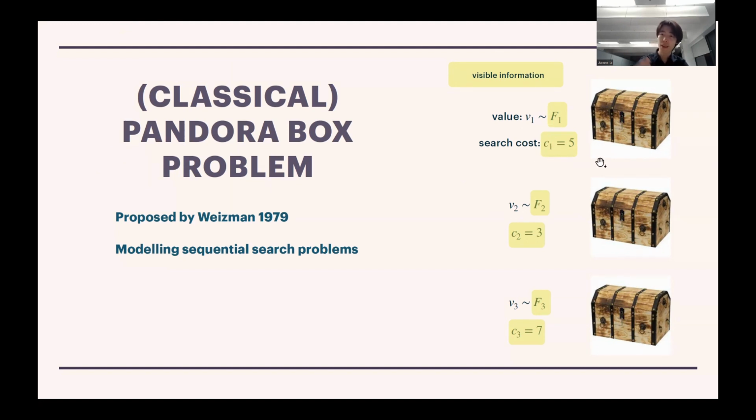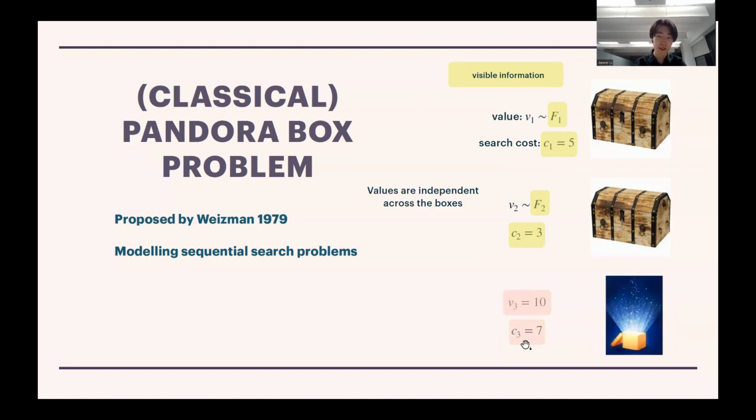So what is the search cost? From the outside, the box is closed and you don't know the value. But once you pay the search cost, like if you open box 3, you first pay a search cost of 7, then you will know the true value. The true value, like v_3, will be drawn from the distribution. And in the classical setting, we assume all the values are independent.